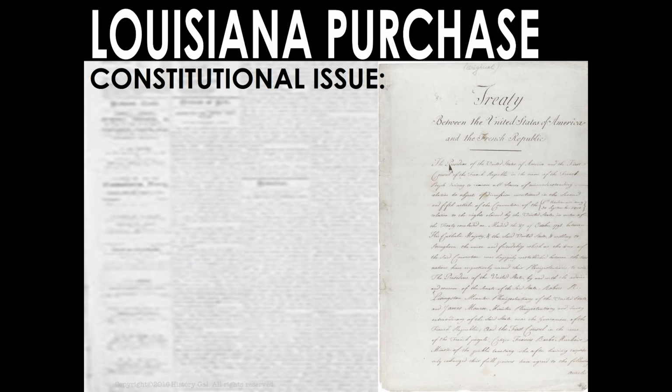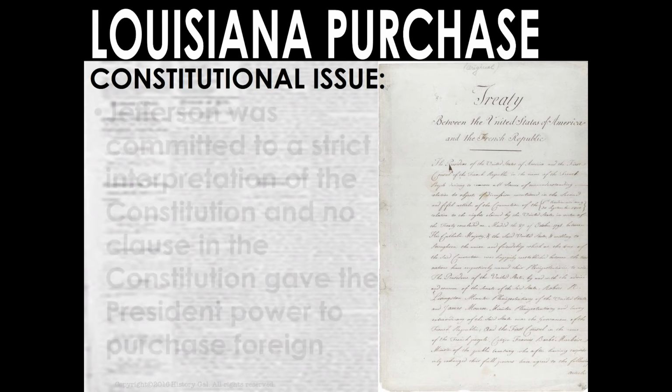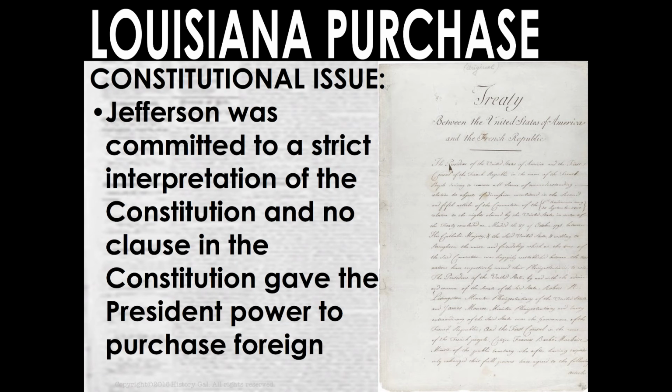So there were obviously some constitutional issues here. Jefferson was committed to a strict interpretation of the Constitution. We all know the strict interpretation of the Constitution is, if it's not in there, we ain't doing it. And no clause in the Constitution gave the president power to purchase foreign land. So Jefferson, despite his enthusiasm to buy this huge part of land, was kind of going against his own beliefs and how he viewed the Constitution.